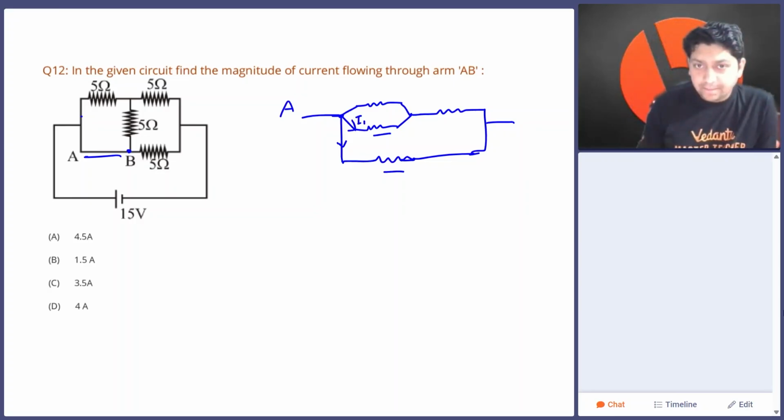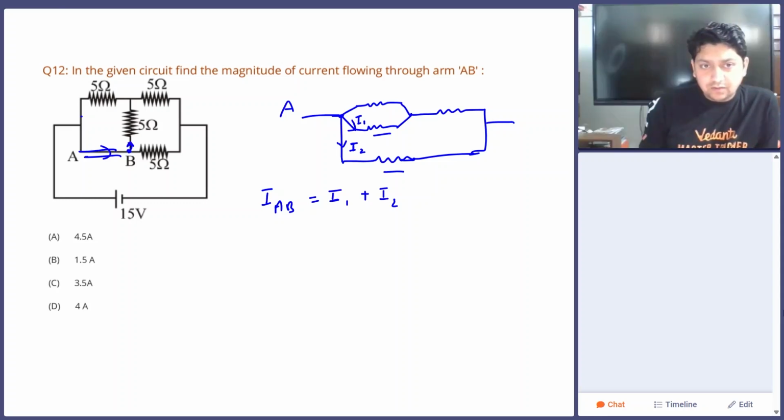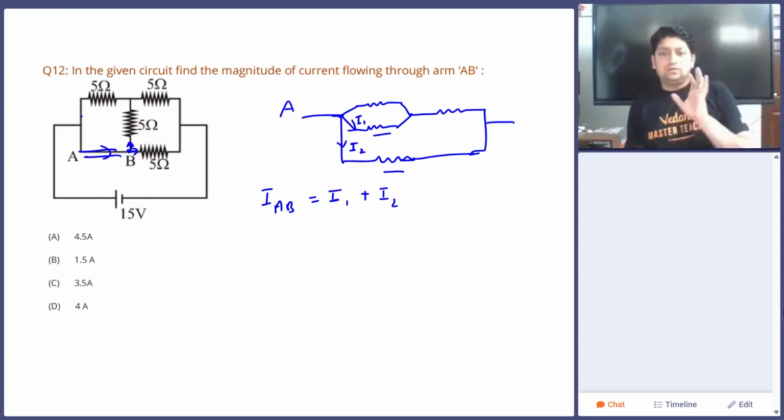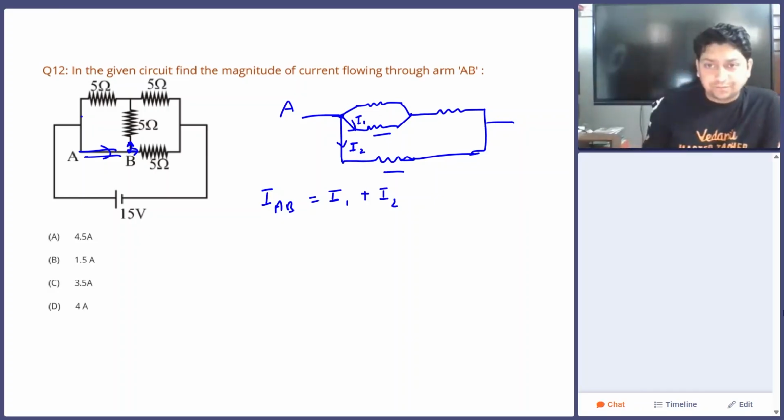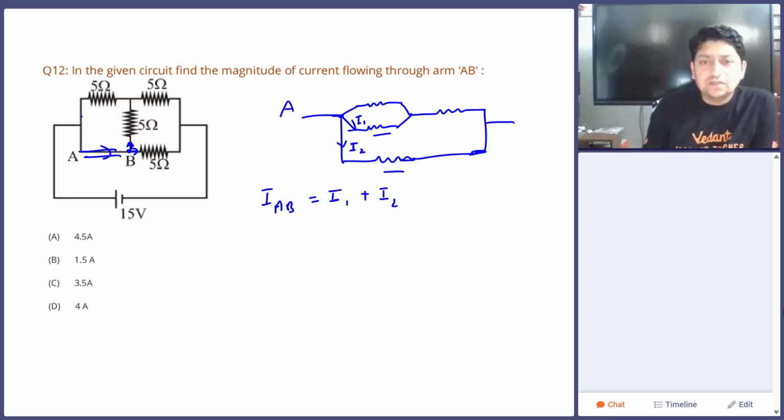So I1 and I2, IAB will be equal to I1 plus I2, because the current which is passing from AB will be dividing in this direction as well as in this direction, right? So this is the basic funda. Now let's figure out how much current will be passing, as the resistances are 5 ohm each. So the total resistance of the circuit will be how much? See, these two are in parallel combination, so 2.5, and with this they are in series combination, so it will be 5.